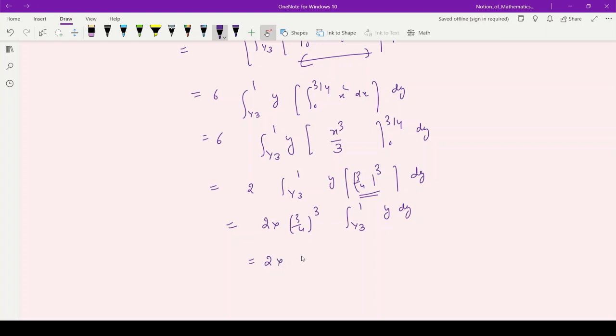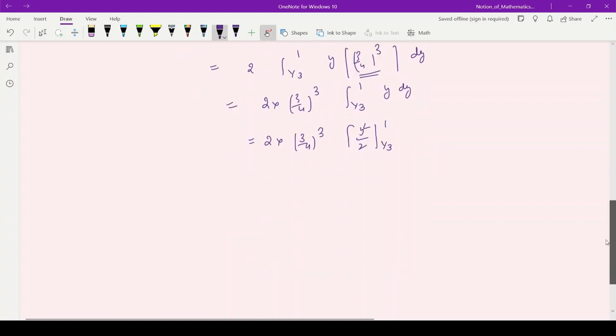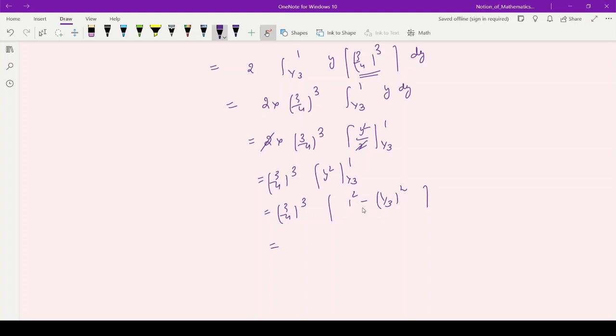So 2 into (3/4)³, and thereafter what we'll be getting here, 2 into (3/4)³ into its integration, y²/2, from 1/3 to 1. So 2 and 2 will be cancelled out. It is (3/4)³ times y² from 1/3 to 1, that is (3/4)³ times 1² minus (1/3)², so it is (3/4)³ times (1 minus 1/9).